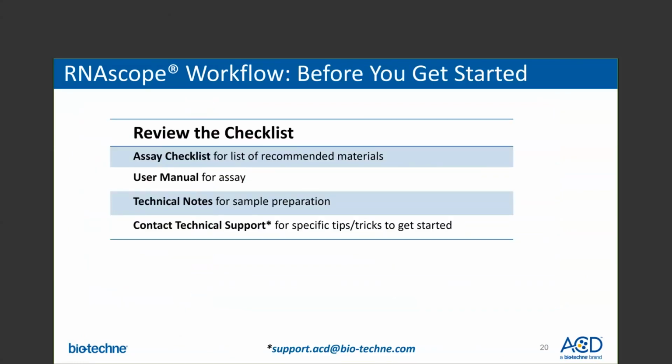We recommend you download the specific documents necessary for your assay and sample type from our website. This will include an assay checklist to ensure you have all the necessary materials before beginning the assay. It will also include the user manual for your particular assay type and the technical notes for sample preparation and pre-treatment for your sample type. Some examples of sample types include FFPE, fixed frozen, fresh frozen, cultured cells, and whole mount. Lastly, please contact us at technical support for additional tips or tricks if you have questions as to which user manual or technical notes are right for your application.